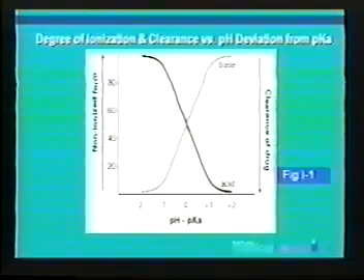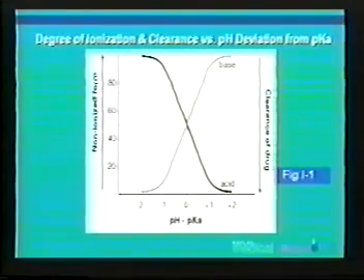Actually, at a pH minus pKa of -2, I can tell you that 99% of the molecules of an acid are going to be non-ionized, which means that only 1% are ionized. And then the opposite is true for a weak base. When pH minus pKa is -2, only 1% of the molecules are in the non-ionized form, 99% of them are in the ionized form. This does have an impact, as you'll see just a little later, on the clearance of a drug, particularly clearance by the kidney.